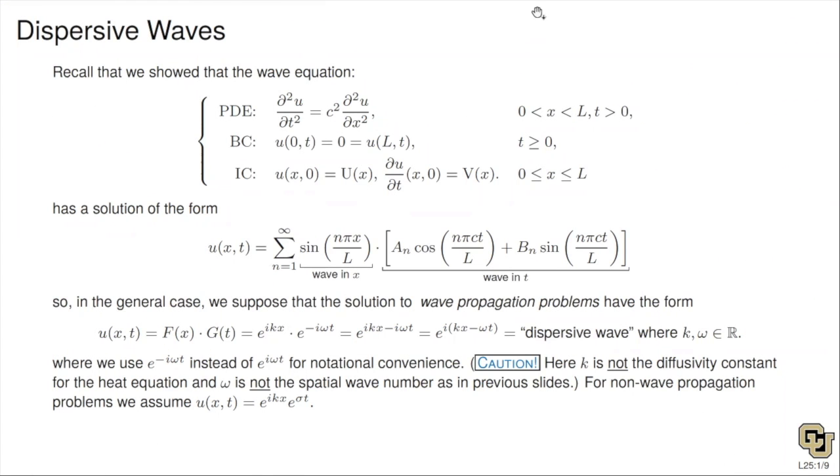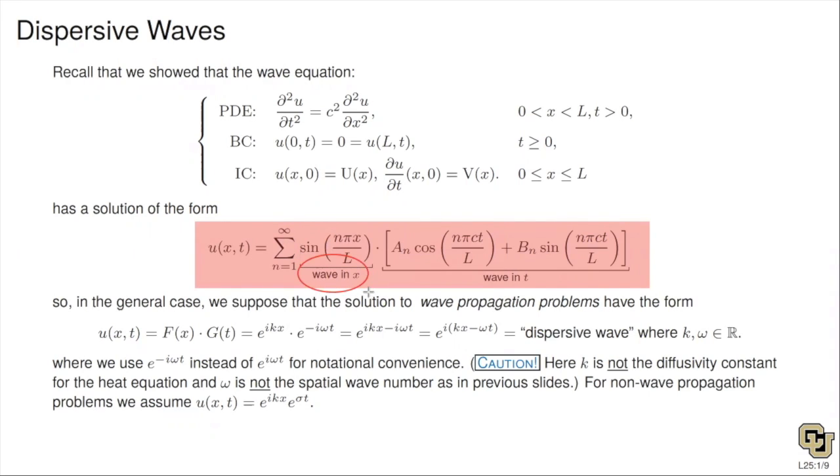The idea of dispersive waves is motivated by our formal series solution of the wave equation, in which we see that we have a wave in the x variable being multiplied by a wave in the t variable. So we generalize this idea.